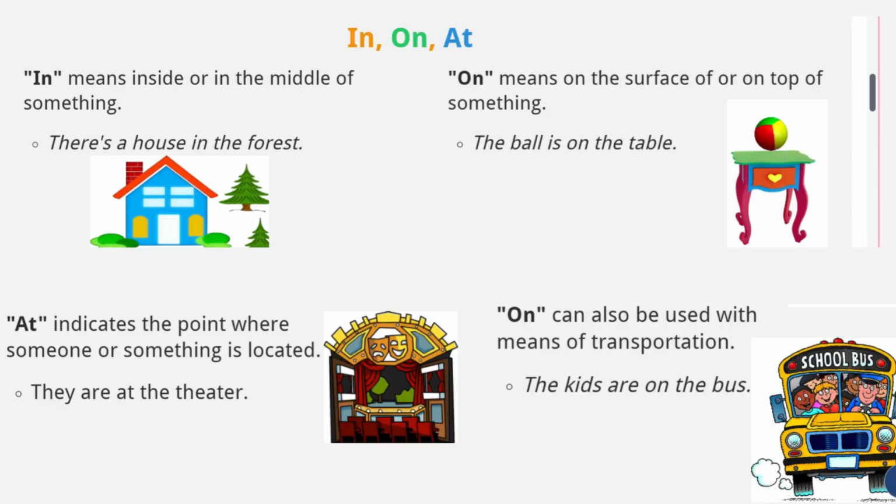In, on, at. In means inside or in the middle of something. There's a house in the forest. On means on the surface of or on top of something. The ball is on the table. On can also be used with means of transportation. The kids are on the bus. At indicates the point where someone or something is located. They are at the theater.